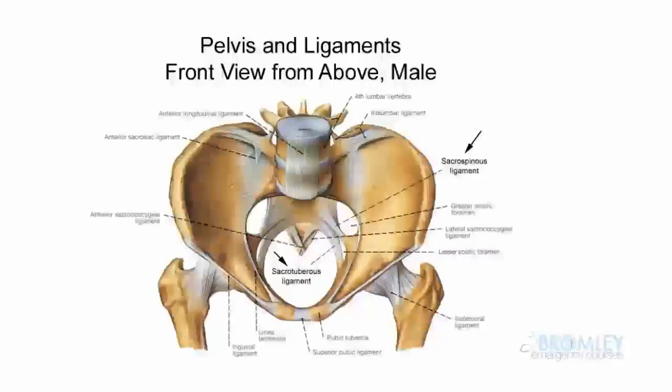So essentially the sacrospinous ligament attaches from the ischial spine to the sacrum, and creates the greater sciatic foramen, through which the piriformis and the neurovascular structures pass.